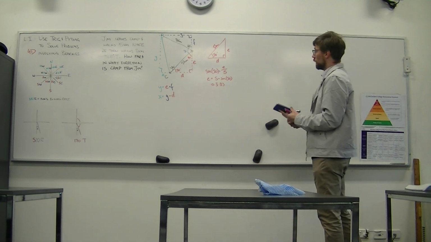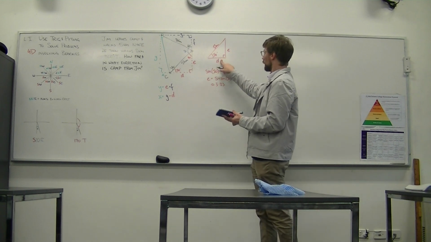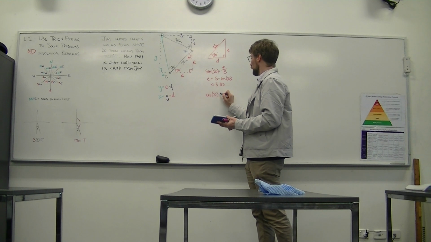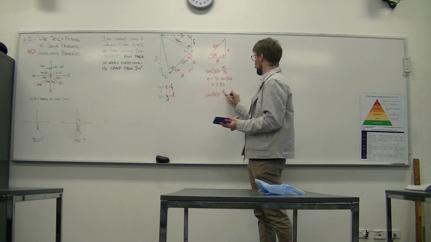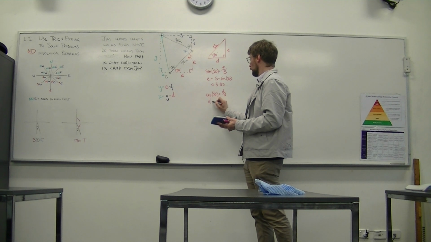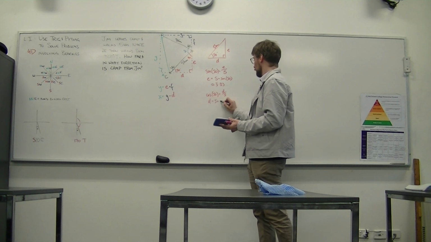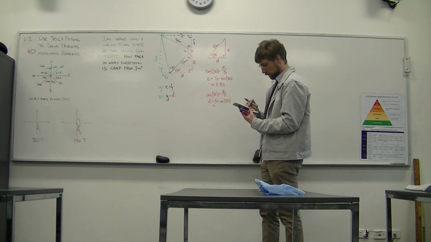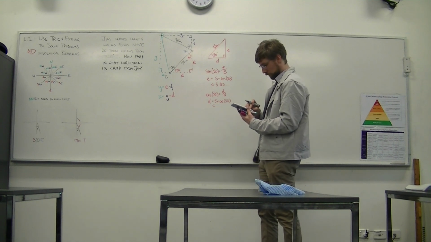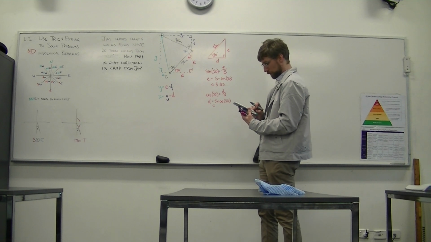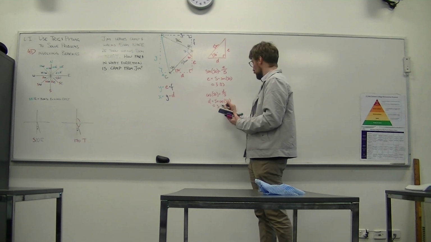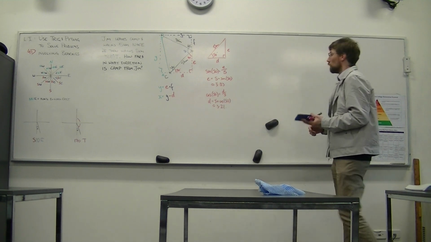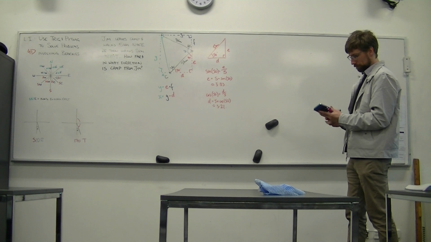Okay, great. We also want D. Well, D is adjacent to the hypotenuse, so that's cos. Cos of 50 equals adjacent over hypotenuse. So D equals 5 times cos 50, which roughly equals 3.21. Beautiful, so I've got 2 lengths down.